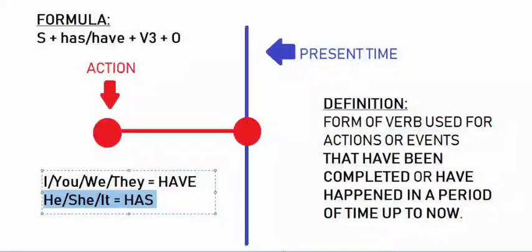Secondly, you have to use he, she, it with has. He has, she has, it has. It cannot be have. He cannot be have, she cannot be have, it cannot be have. We cannot say he have, she have, it have. He has, she has, it has, and I have, you have, we have, they have. So now the formula is getting clear a little bit. Now you might also ask, Professor, has and have is clear. What about V3?